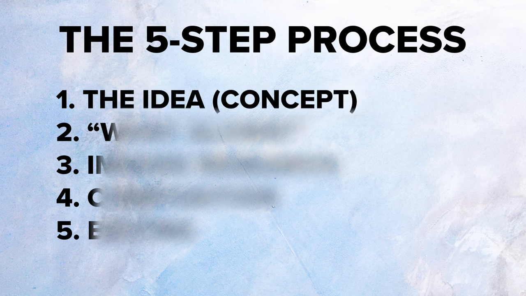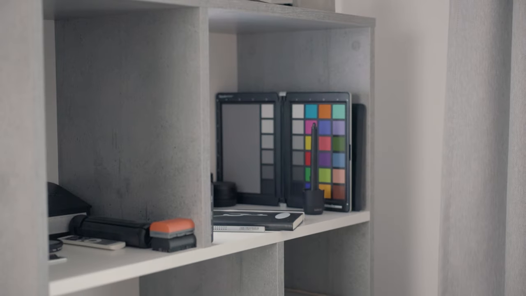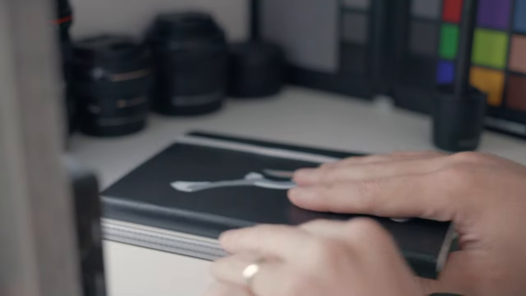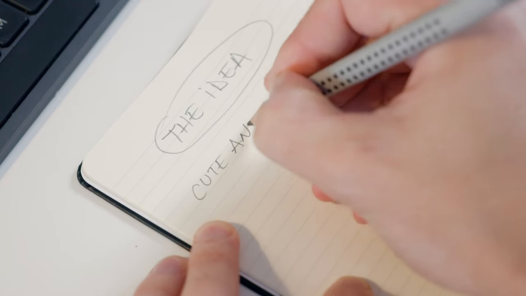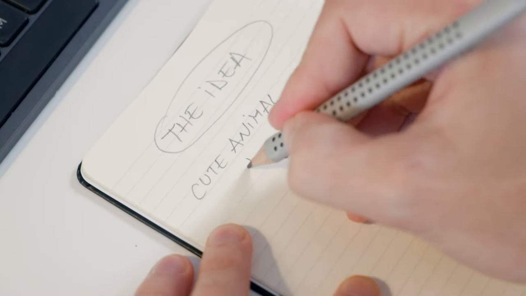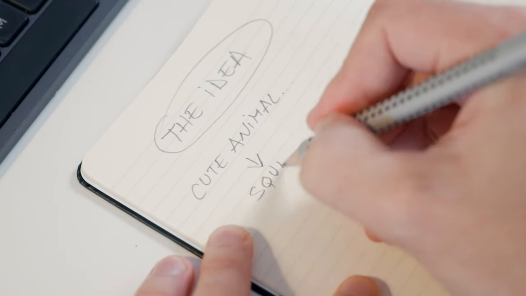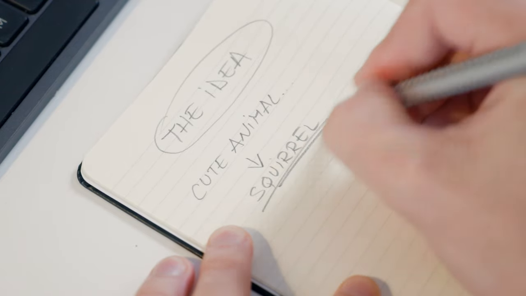And trust me when I say this, it's not just about Photoshop editing. In fact, everything starts with the idea or the concept. And this is the first step in the process. So in my case, I grabbed my notebook and I wrote down what elements I want to combine. So I wanted to have a cute animal in my image, and the first that came into my mind was a squirrel. And then I thought, okay, this is already a cute animal.